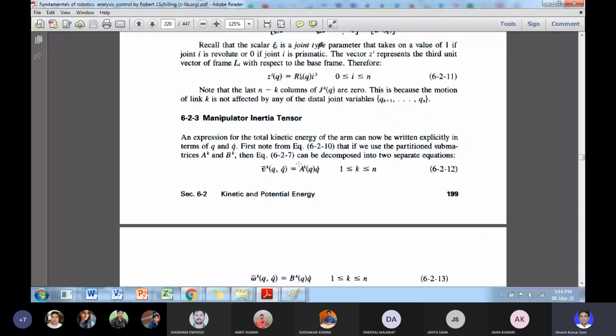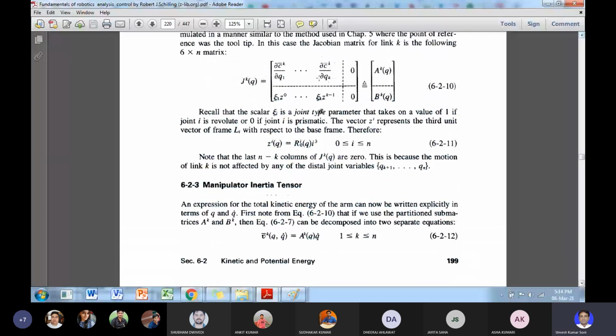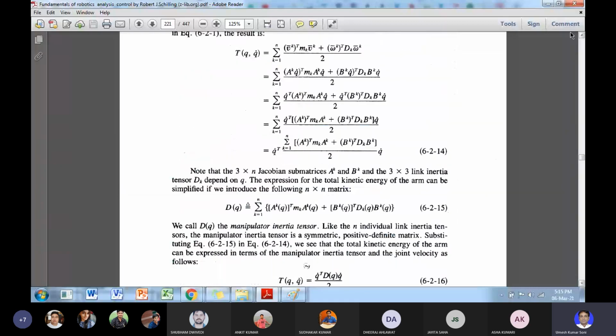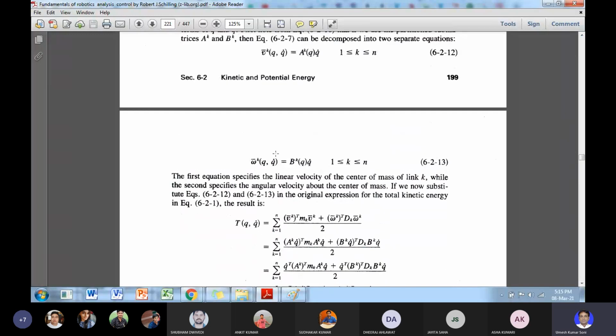So the upper portion will define the AKQ, and this portion will define the BKQ. The velocity will be defined using this equation: this is the linear velocity, and this is the angular velocity.